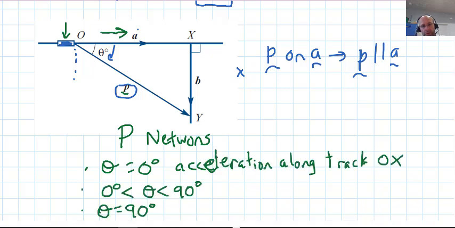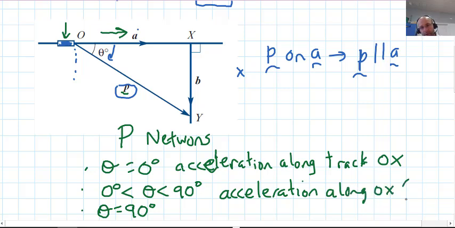The other two scenarios: if theta is larger than 0 but less than 90, it will also accelerate along the track if it's the only force, but not as much, if P is constant. Some of the components or part of the influence of the force will go along through A to X, but some will also go in this direction here, so we can break it down into components. So the influence along OX is less.